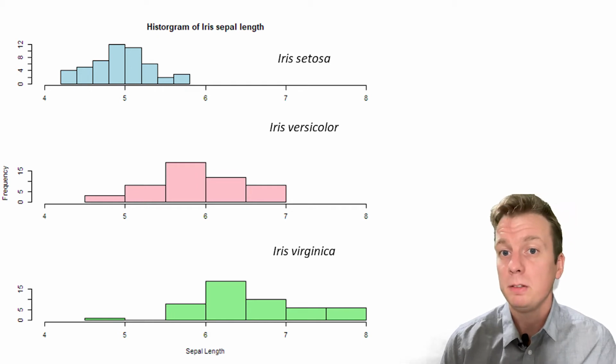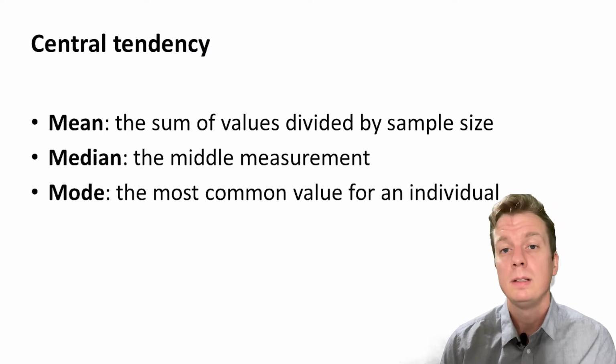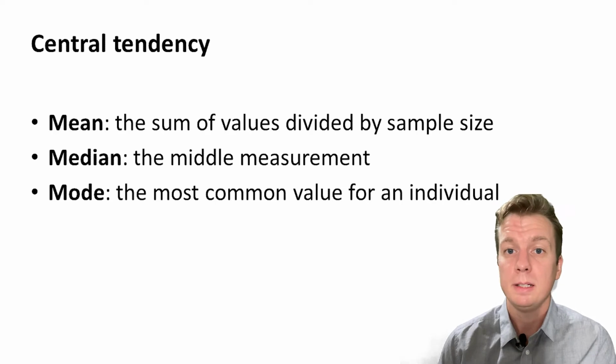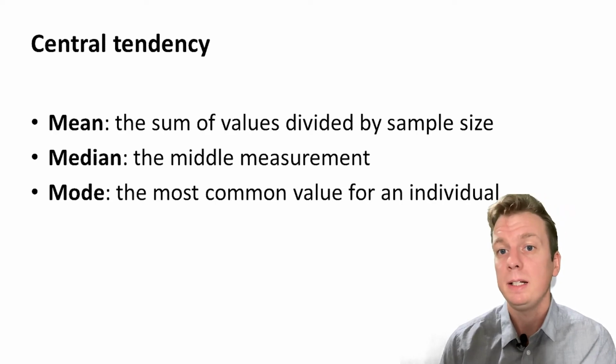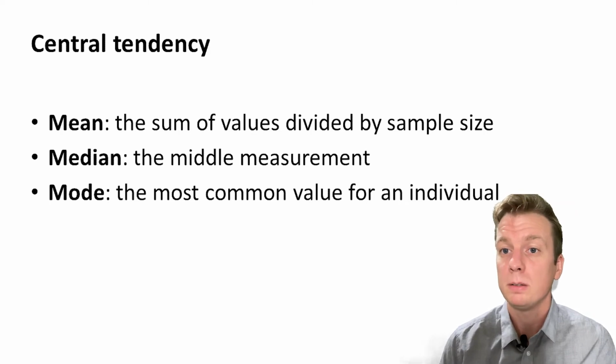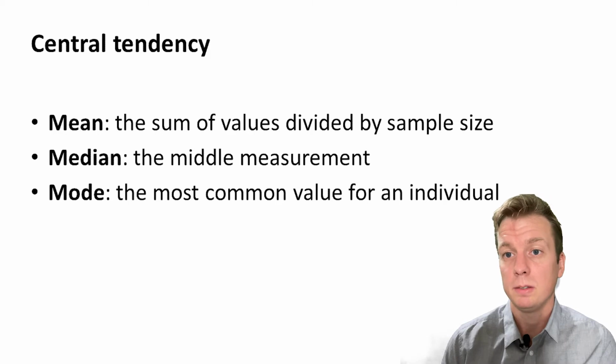You might already be familiar with measures of central tendency. These are mean, median, and mode. Mean is the sum of values divided by the sample size. We can also call it the weight of the data. Median is the middle measurement. If we take an individual at random, this is the value we expect them to be the closest to. The mode is the most common value for an individual.